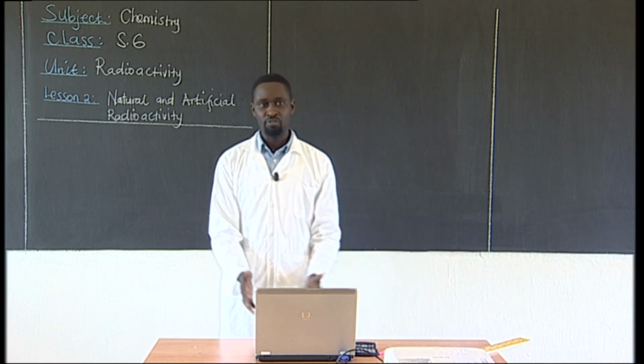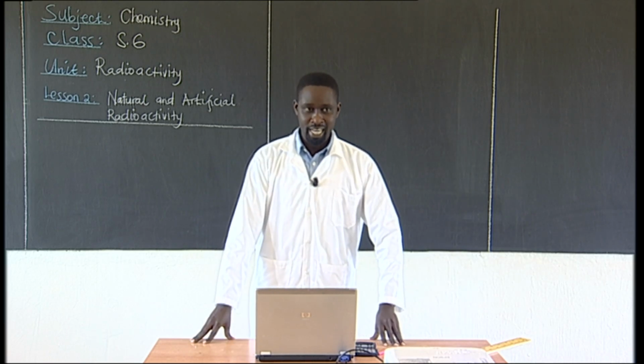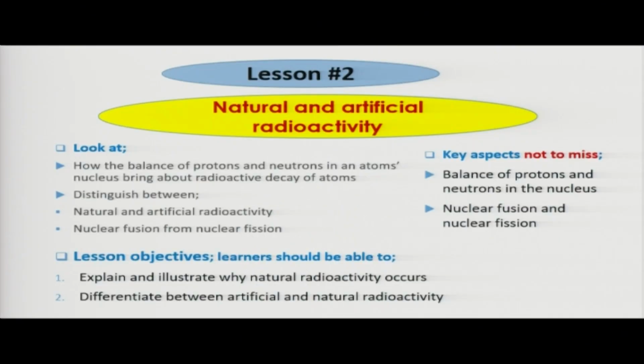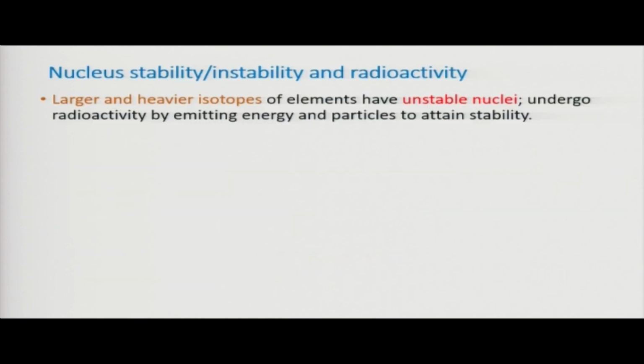So the objectives, of course, they come from what we look at, and they involve illustrating how the natural radioactivity occurs, then distinguish between the natural and the artificial radioactivity. Now, let's go to the lesson content. Stability and instability of the nucleus and how it relates to radioactivity.